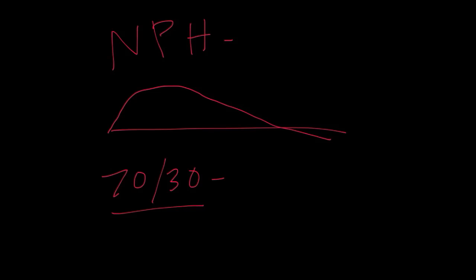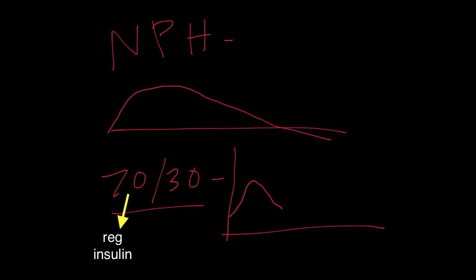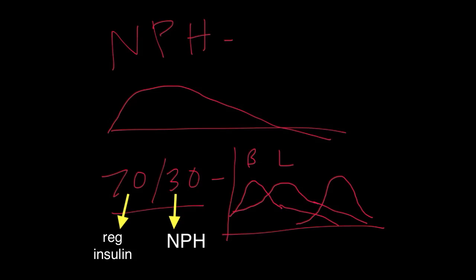And with 70/30, you have the initial 70, which is the regular insulin, which comes up first. And then at the same time, you have the 30, which is the NPH, and it peaks later on. So this is breakfast, and this is lunch. And then at dinner time, you would do another bolus. So here, the 70, and this is dinner, and this is bedtime snack.